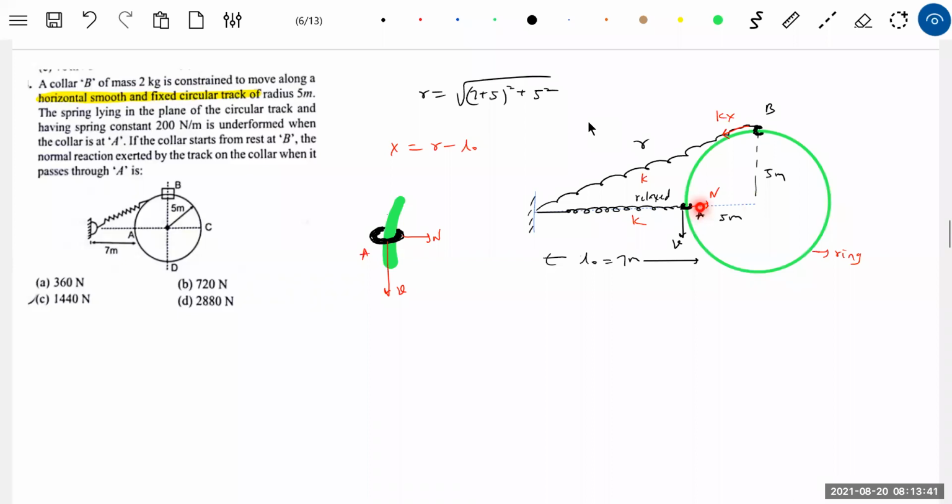Okay, now whatever the weight is, it will act into the plane of paper. So all the elastic potential energy stored in the spring will get converted into kinetic energy of the collar here. How to get x? We have information like this. What is L0? L0 is 7 meters. So we'll write the equation now. kx square by 2 should be equal to mv square by 2. What is the normal reaction? mv square by r.